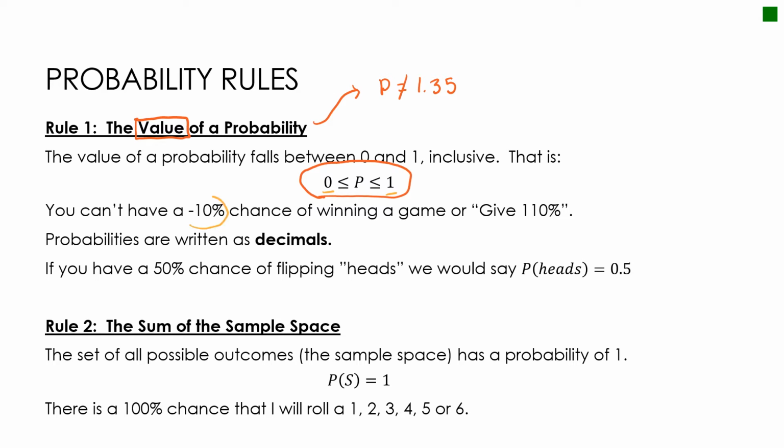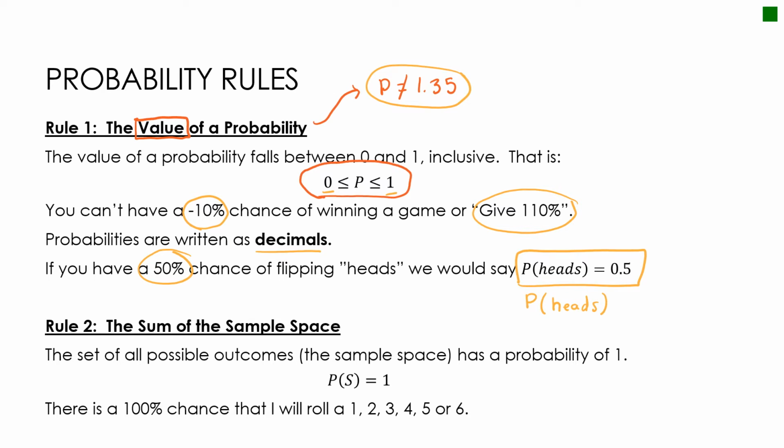So again, I can't have a negative probability. I can't give 110%. I can't have a probability that is greater than 1. Keep in mind that we do write our probabilities as decimals, so if you're used to writing things as percents, just get used to writing them as decimals, because that's what we'll be doing this time around. So again, if I have a 50% chance of flipping heads, this is the proper notation. I'm saying the probability, and then I will write the outcome, so the probability of heads, and then my probability, which is 0.5 or 50%.